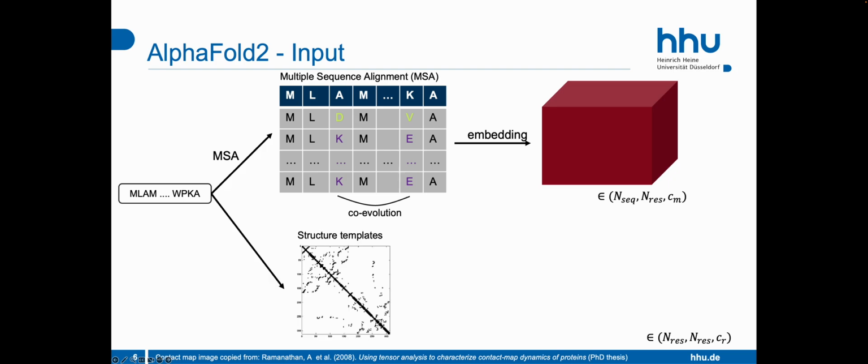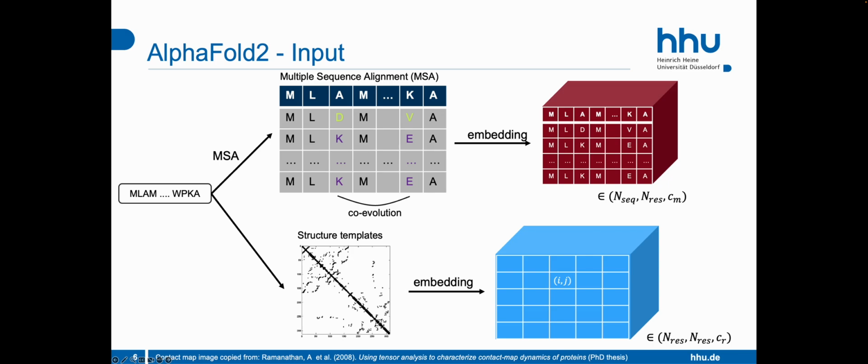In addition to the MSA, a protein structure database of known protein 3D structures is searched to find structures of related proteins. This is used to determine which amino acids in the 3D structure are likely to be close to each other and which are not. This information is then used to create a pair representation for all pairs of amino acids in the original sequence. Each pair representation has a hidden dimension CR, and we want to update this representation so it contains information about whether two amino acids are close to each other, and if so, how they interact.